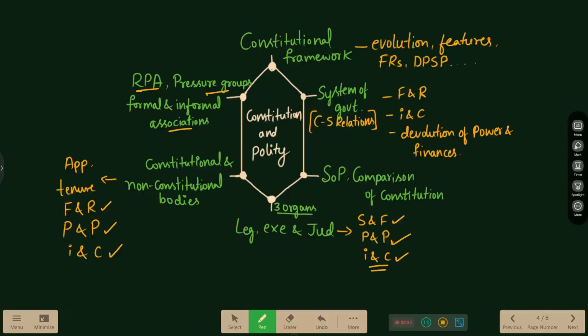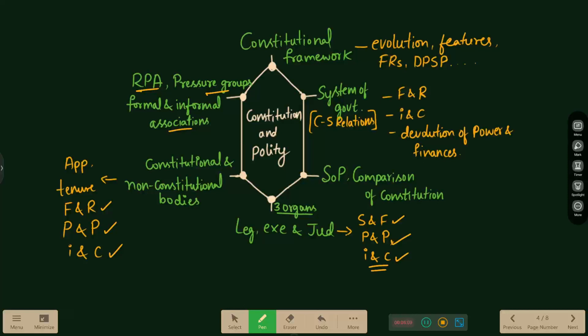Quickly you can revise now. Constitution and polity has 6 major headings or 6 major dimensions. Constitutional framework, system of government, separation of power, comparison of constitution with others, 3 organs of government, constitutional and non-constitutional bodies, representation of people act and other groups and associations.